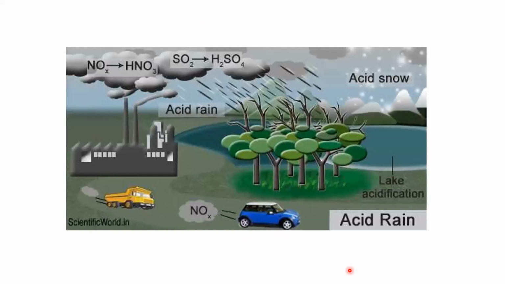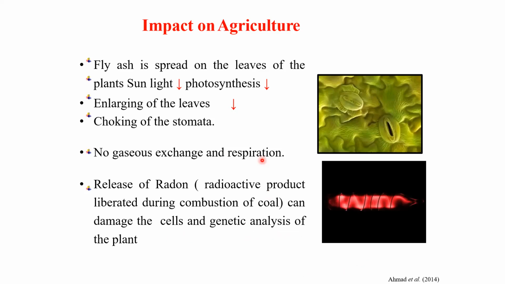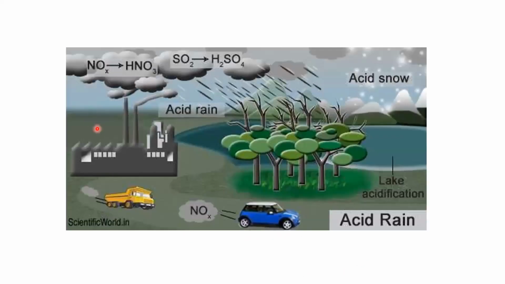In the next slide, we'll see the impact on the atmosphere, or agriculture, and how acid rain is falling. The SOx and NOx components flowing in the atmosphere combine with the hydrogen in the atmosphere and form HNO3 and H2SO4, which are acids, and when falling down along with the clouds and rain, we call it acid rain.